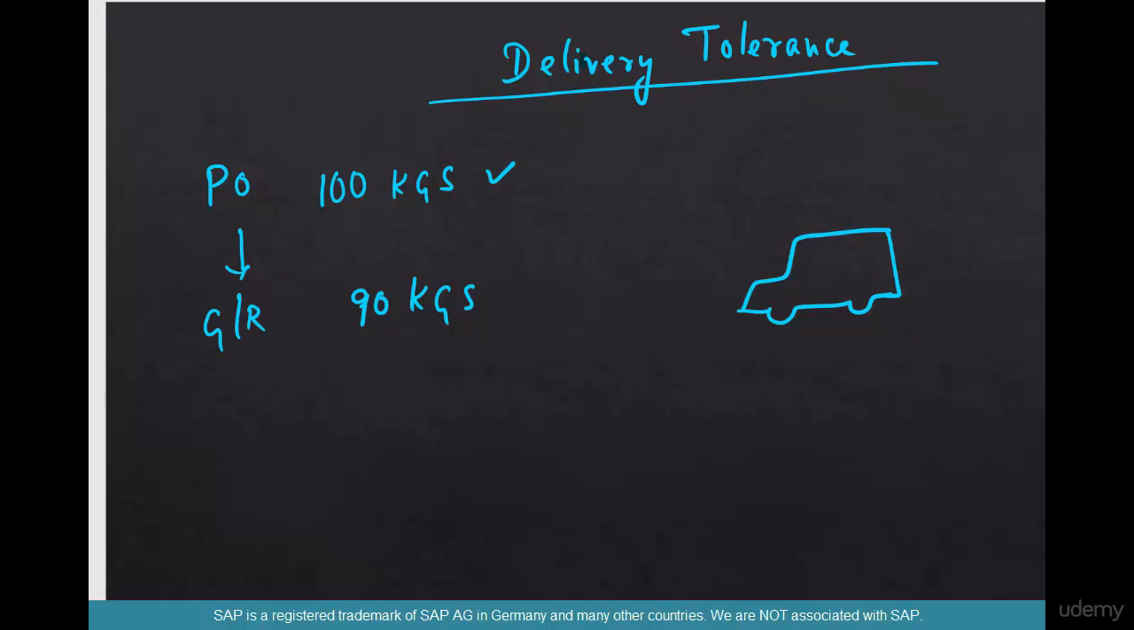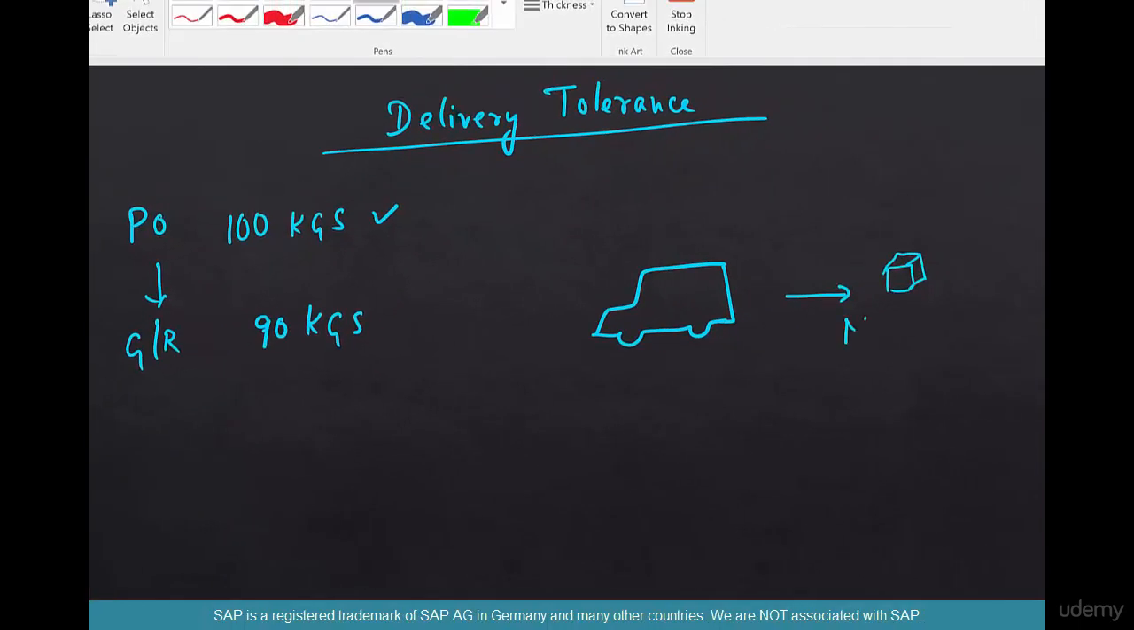So naturally, where is this set? Of course, in the material master. So that's the first place that the system will look when it wants to look at the tolerance. We'll see the effect of tolerance in a minute, but let's see where it is set. So the first place where the system is going to look for tolerances is in the material master. So delivery tolerance is set in the material master.